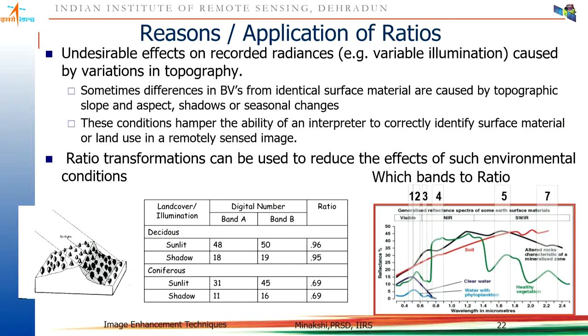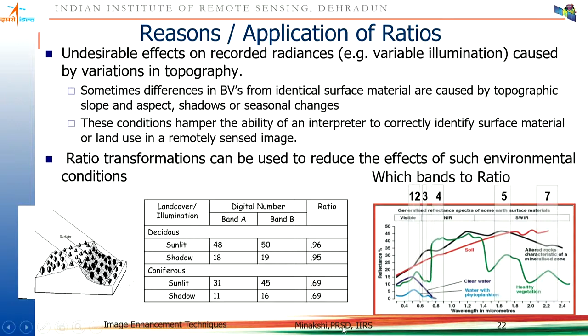Now, how to decide which two bands to ratio? Suppose I want to highlight vegetation. So I should see where is the maximum slope that is occurring in the vegetation. Vegetation has a very high reflectance in the infrared, which is band 4 of a particular satellite, and it has a dip in the red band. So this is the maximum slope. So we should exploit this slope. So divide the band 4 values by the band 3 values to highlight vegetation.